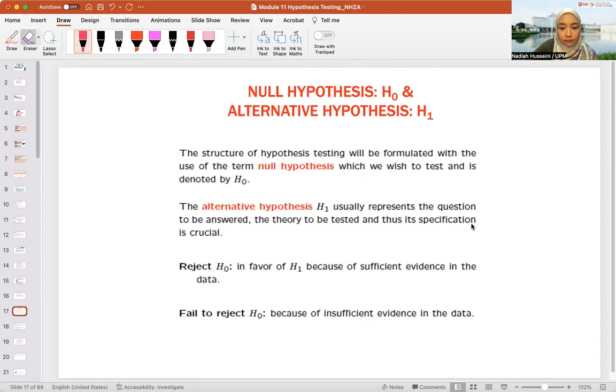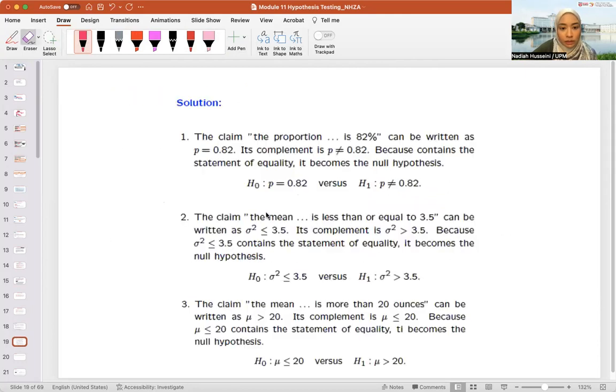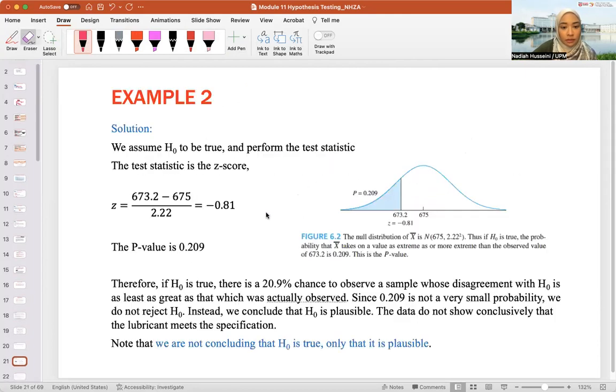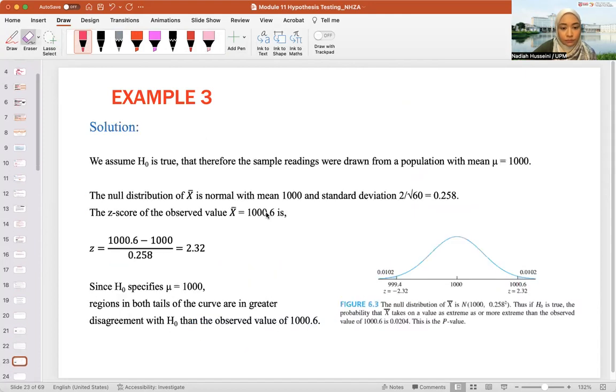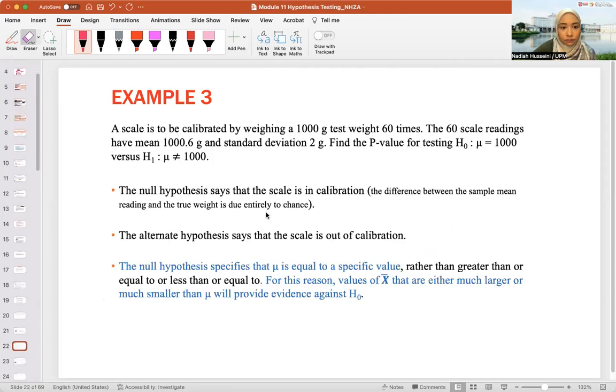And then, there's another rule to forming your hypothesis. The alternative hypothesis usually represents the question to be answered. Yeah, let's go for an example. We already did this one, and this one as well. Okay, we have not gone through example number 3. Okay, let's go for this one.